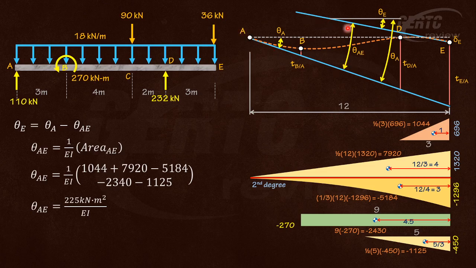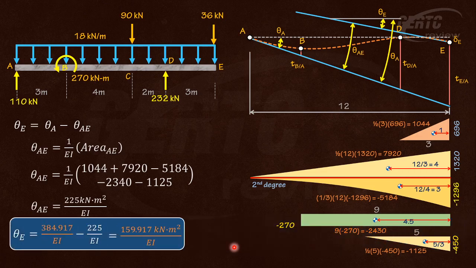From negative to negative still, but it is increasing. It did increase. Alright, so you have your theta AE. Then we can now solve for theta E. Substitute this here. Your theta A was already known. That's in part 1. So that's 384.917 over EI minus theta AE. So theta E, this one, theta A minus theta AE. Okay, so the answer is 159.917 kilonewton meter squared over EI. Alright, so that's the slope of the elastic curve at E.